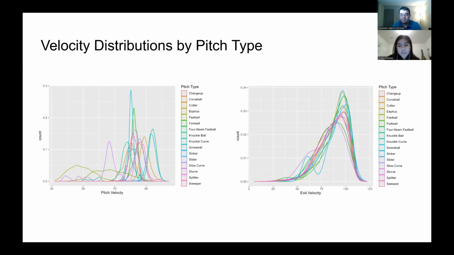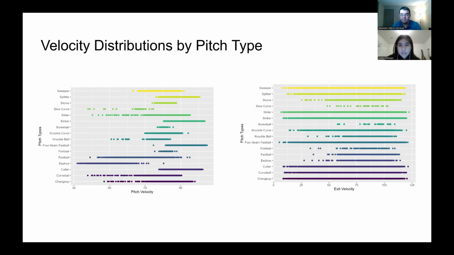So for example, taking a look at the 1D plots, in the pitch velocity graph, we see that the slow curve is most often pitched at a velocity slightly above 65 miles per hour. The exit velocity graph shows that the batter usually hits a slow curveball at a velocity of approximately 87 miles per hour.